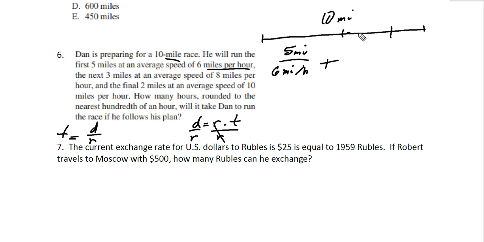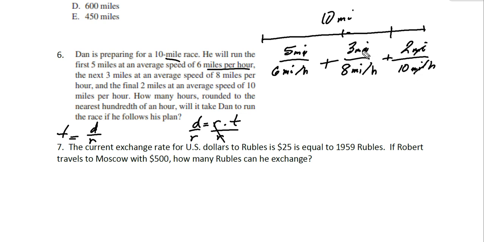All right, and then in the second phase, our distance is 3 miles. Our rate is 8 miles per hour. I know that looks like a U. It's supposed to be an I. And then on the last stretch, the final 2 miles, Dan is going at 10 miles per hour. Not messing around, not playing any games anymore.